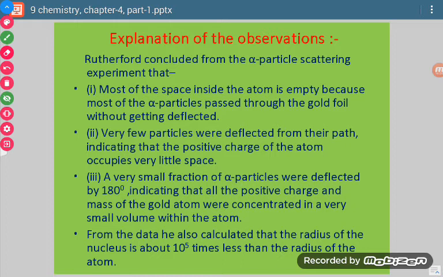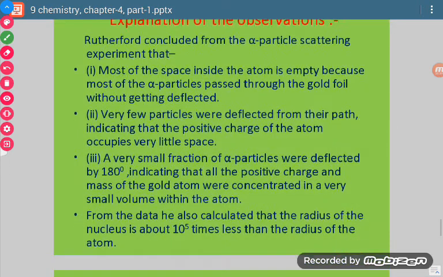Similarly, a very small fraction of the alpha particles were deflected by 180 degrees, indicating that all the positive charge and mass were concentrated in a very small volume within the atom. So when a positive particle strikes that positively charged nucleus, it will get large deflection or it may come back. From this observation, he calculated that the radius of the nucleus is about 10 raised to power 5 times less than the radius of the atom. So this was the conclusion.